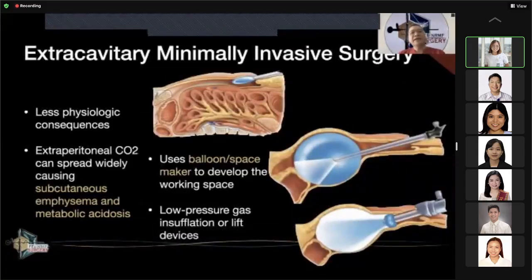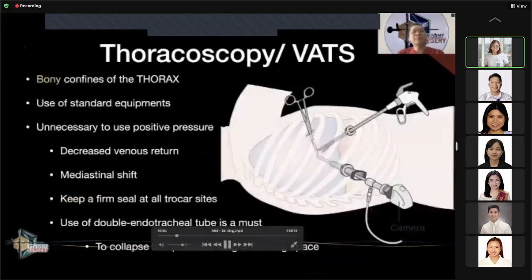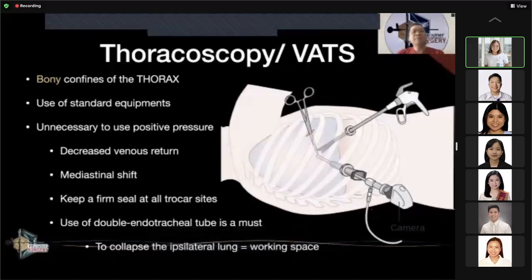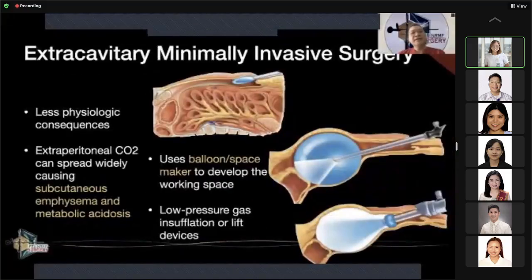Extracavitary minimally invasive surgery. It means have a working space. So the movement in the thoracic cavity is different from that of the abdominal cavity because of this rib cage. Extracavitary minimally invasive surgery means you operate on areas that usually do not have a space, just like the abdomen and the thoracic cavity.